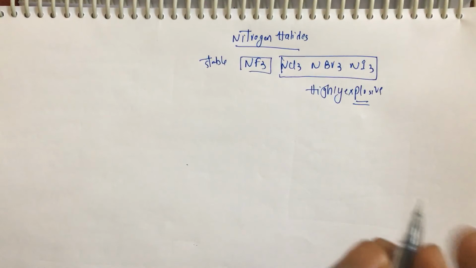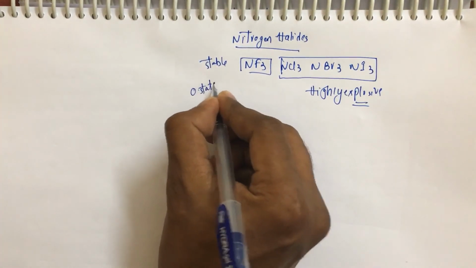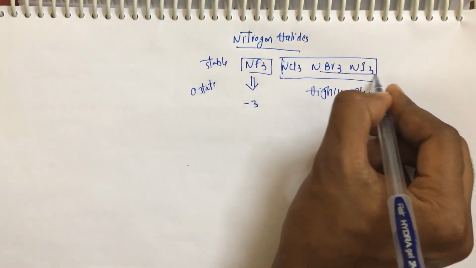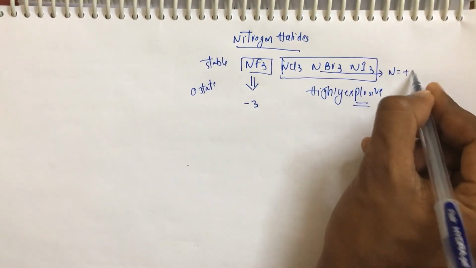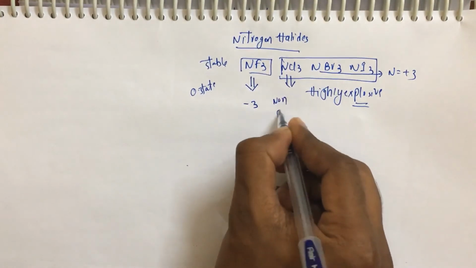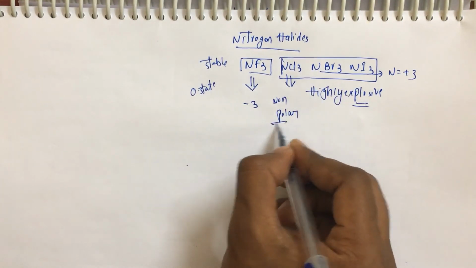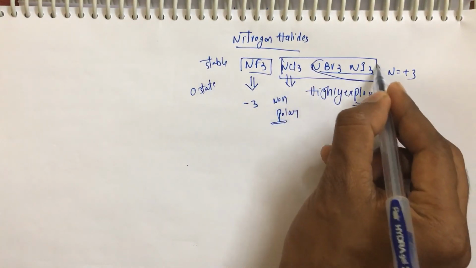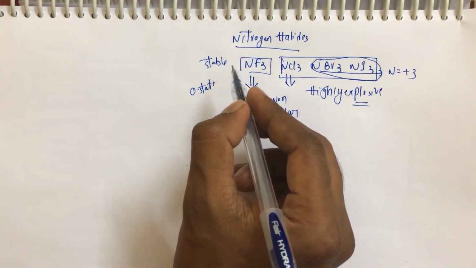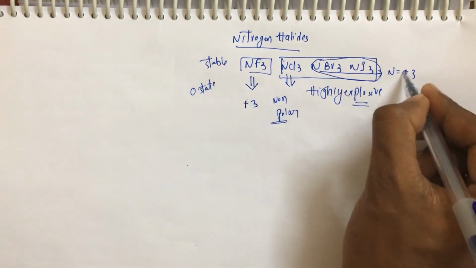And here, the important point we have to remember is the nitrogen oxidation state. So here nitrogen shows -3 oxidation state. In these two cases nitrogen shows +3 oxidation state, and this one we can say is non-polar, because nitrogen and chlorine electronegativity is almost the same. Because of that reason it's non-polar. But in case of NBr3 and NI3 it shows... sorry, here +3 and here it's -3.